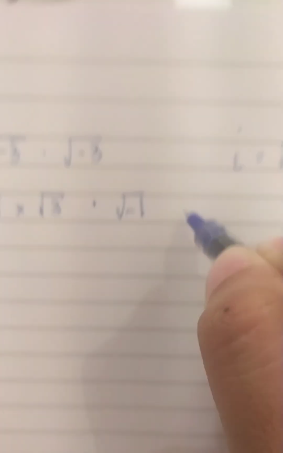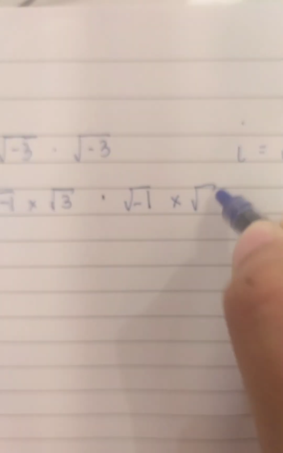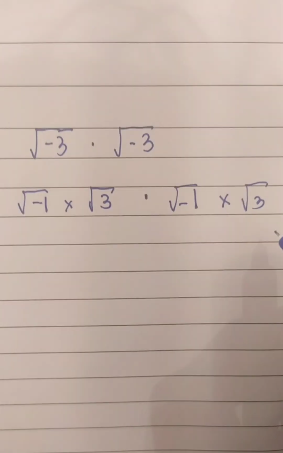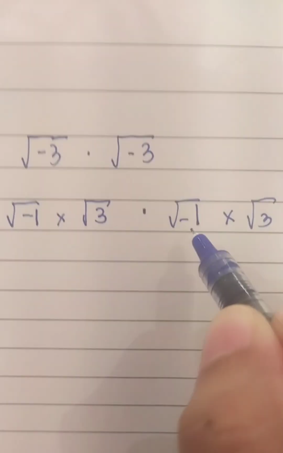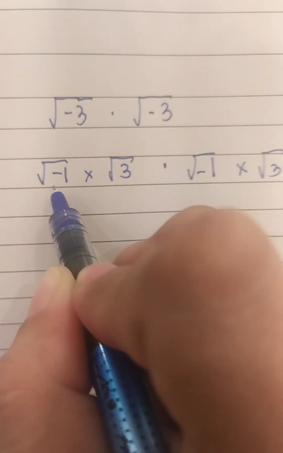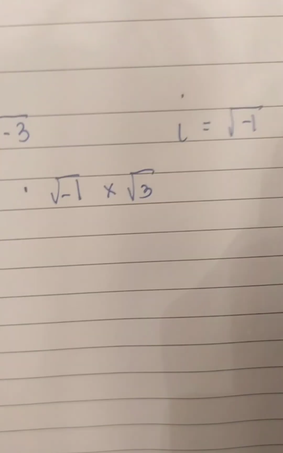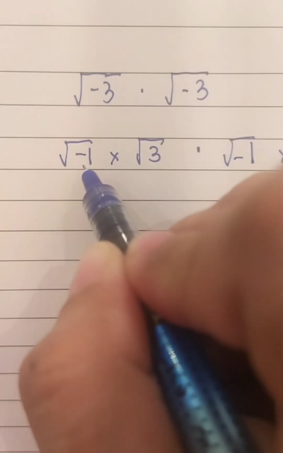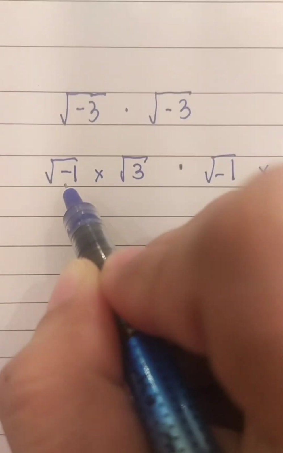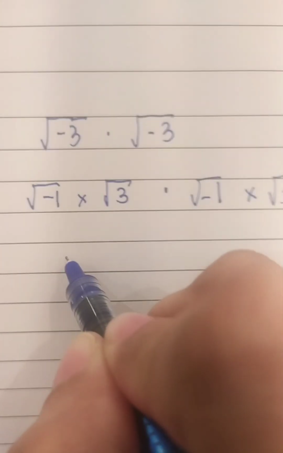Pwede nating i-rewrite siya na ganito. Square root of negative 1 times square root of 3 multiplied by square root of negative 1 times square root of 3. Now, dito makikita mo na meron siyang square root of negative 1, which is the I. So, ang gagawin natin, papalitan natin ngayon itong square root of negative 1 with I. So, ang mangyayari ay ganito.